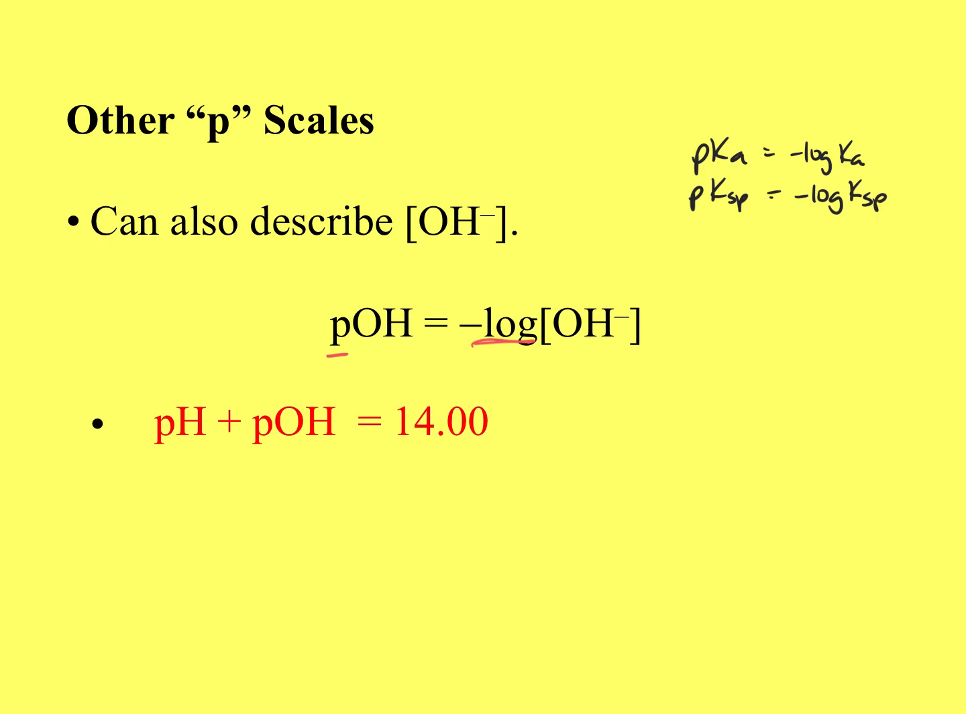We do this to help us deal with numbers that are in scientific notation, because it can be easier when measuring something, instead of saying 1 times 10 to the negative 14th or 10 to the negative 12th or whatever. So the relationship between the pH and the pOH scale is that if you add the pH plus the pOH, it equals 14. Okay, so let's go ahead and apply some of these calculations.